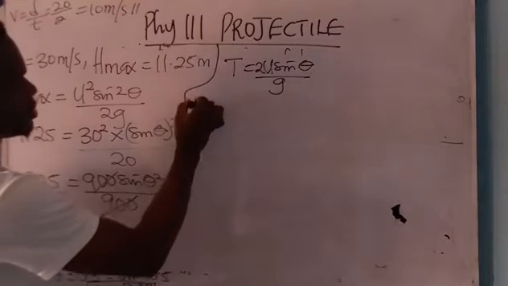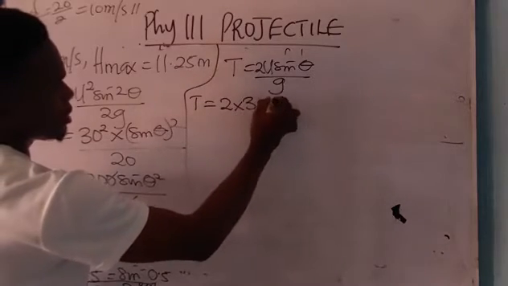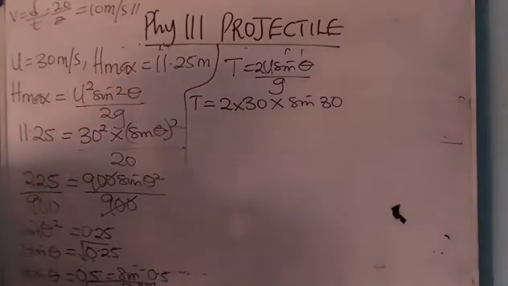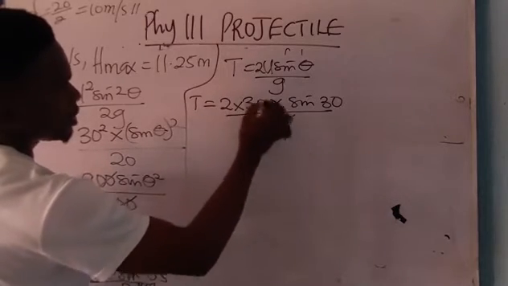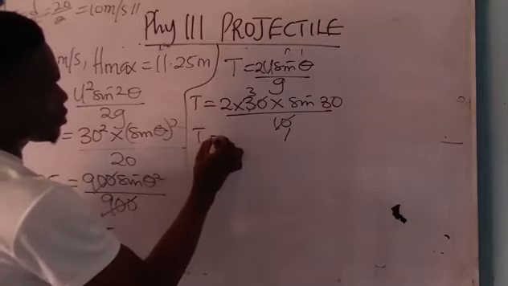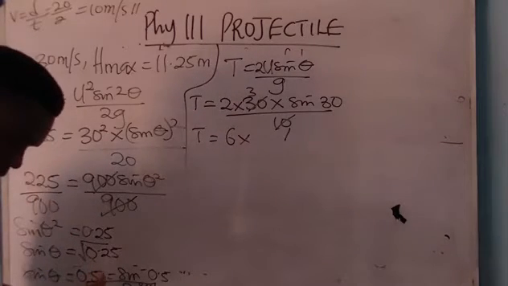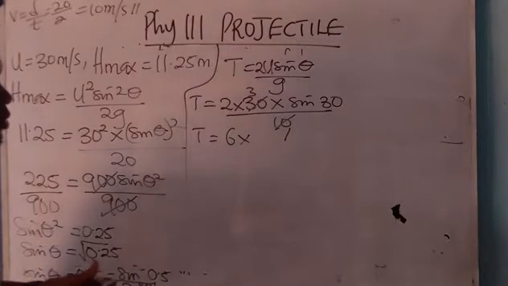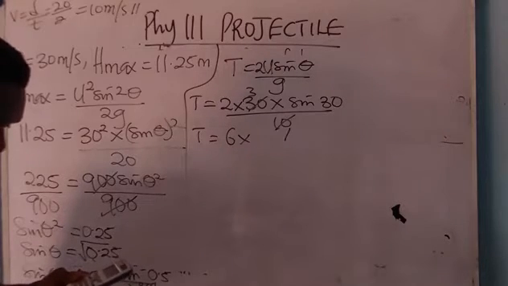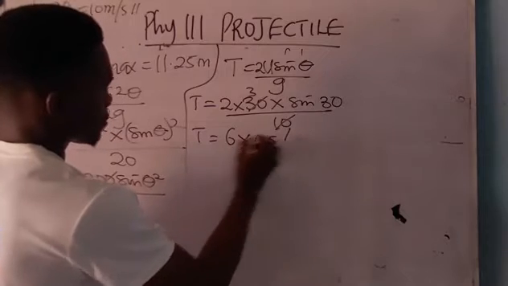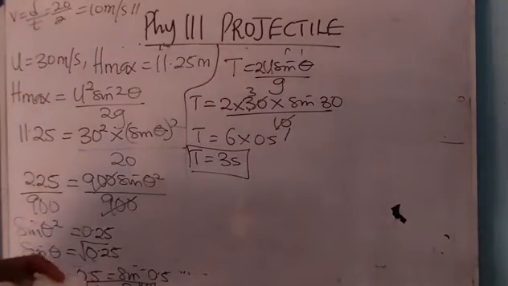So, C now equals 2 times 30, right? Okay, it was given in the question. 2 times 30 times sine 30, because we've gotten our theta to be 30 already. So, over 10. So, 1, 3. So I have C equals what? 2 times 3, 6. 6 times sine 30. Sine 30 equals 0.5. So 0.5 times 6 equals 3. So time of flight is equals what? 3 seconds. That is the time to strike the ground.